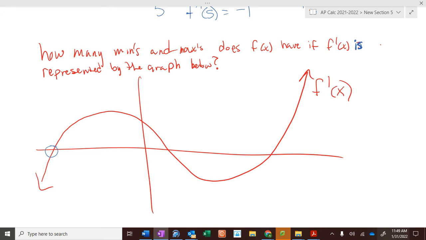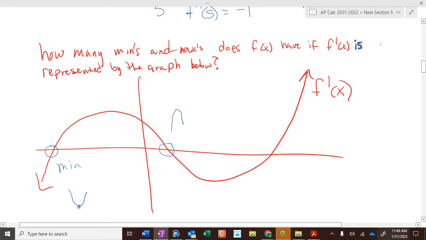Okay, do we have a consensus on this? What is this? It's a minimum, because it goes from negative slope to positive slope. So it's a minimum point right there. What is this one? It's a max. It's a maximum because it goes from positive slope to negative slope. What about this one? Is this a min or a max right here? This is a minimum again because it goes from negative slope to positive slope.